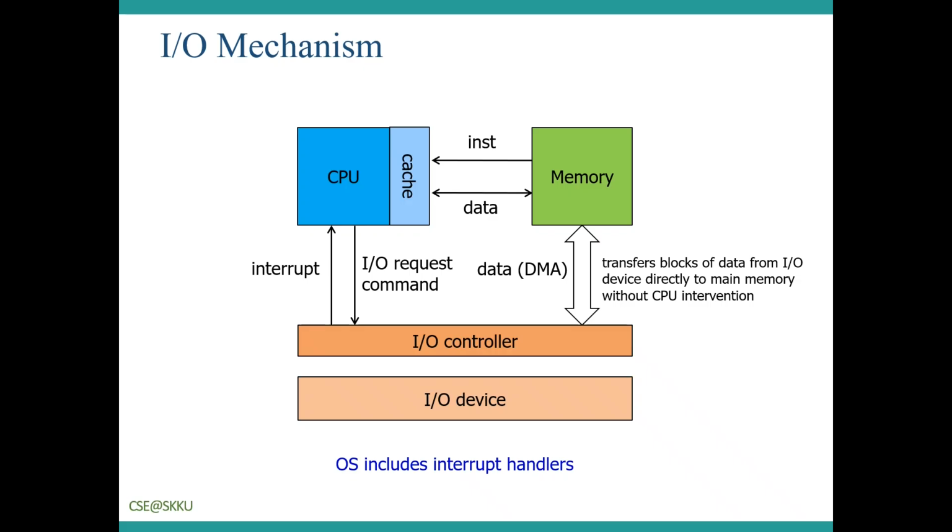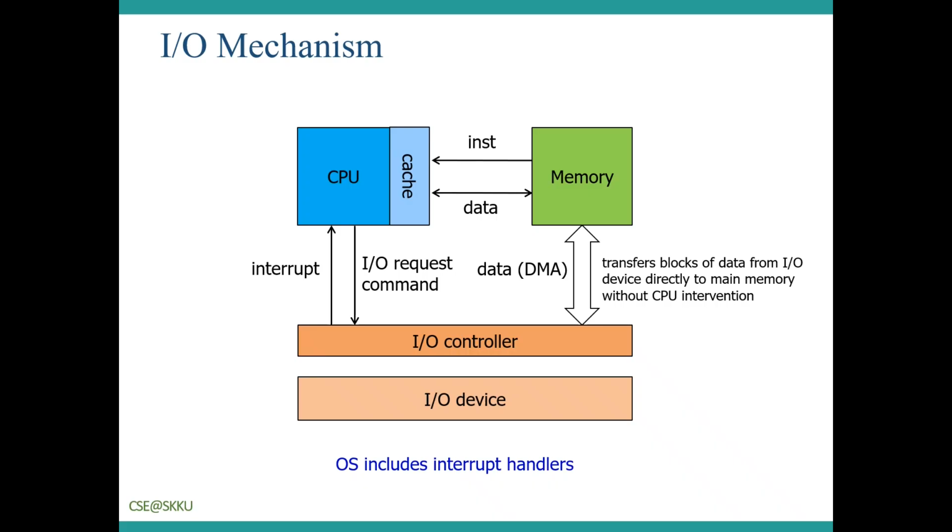This figure shows how the hardware components are connected during I/O operations. The CPU sends a command to the I/O controller, which is in charge of managing the actual I/O devices. When the device finishes its job, the I/O controller sends an interrupt signal back to the CPU to let it know it's done. The operating system has something called an interrupt handler to deal with these interrupt signals.